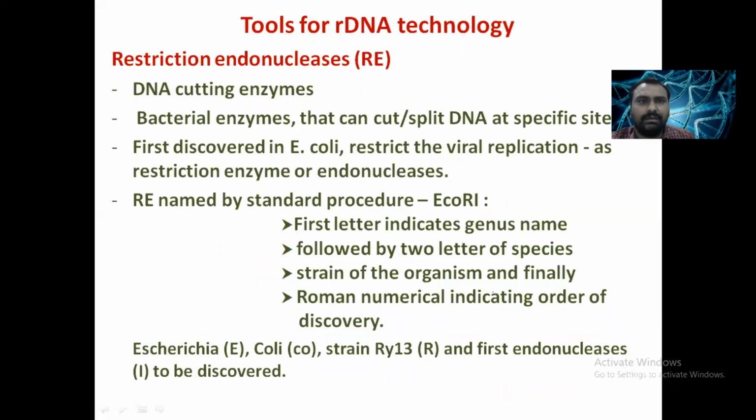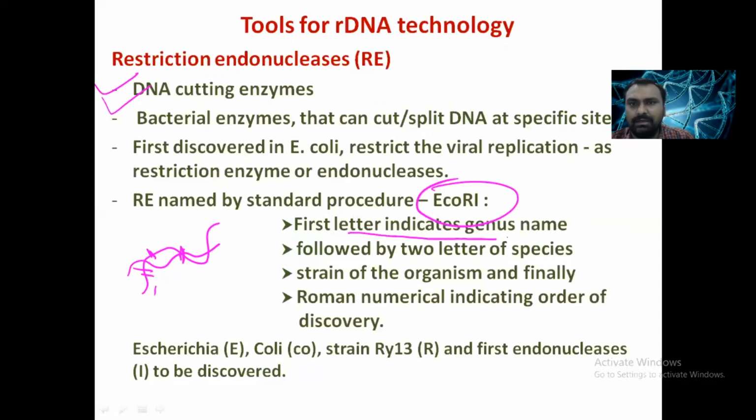Now we come to the restriction endonuclease enzyme. They are DNA cutting enzymes. They will cut the DNA. The nucleotide phosphodiester linkage is cut within the DNA sequence, and they will cut the DNA at specific sites. They were first discovered in E. coli, and they are given names like here, EcoR1.